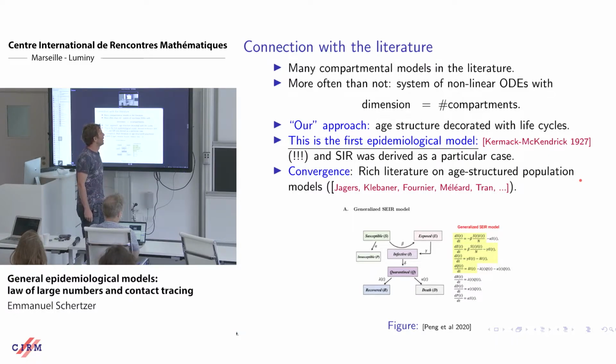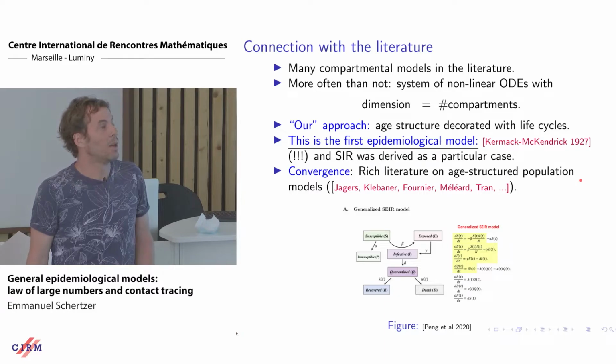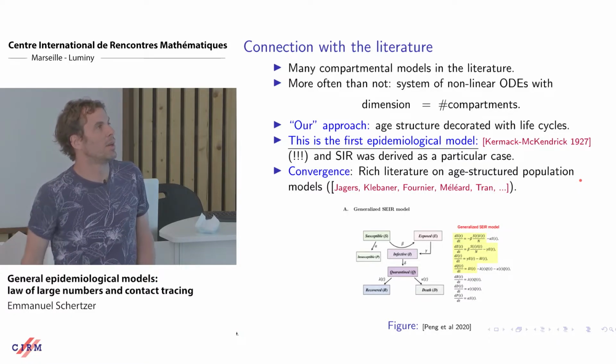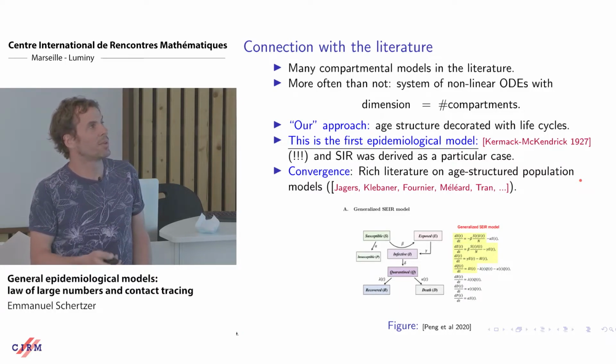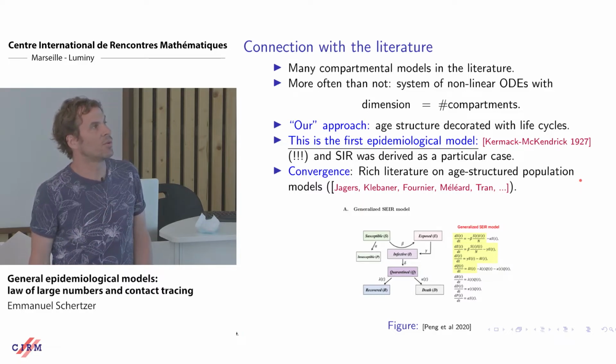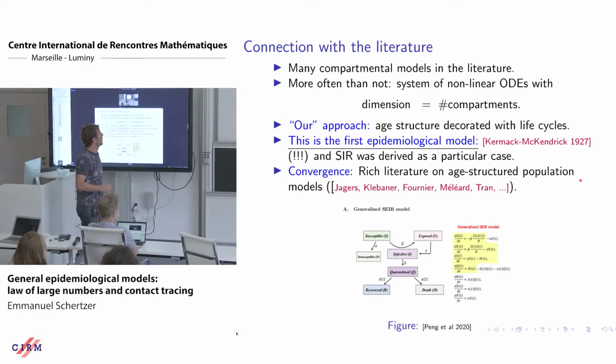Also, let me mention that there is a very rich literature on the convergence of age-structured populations. Etienne recently published a couple of papers which are related to the type of model I just introduced, but there is some earlier work by Jäger, Sklebaner, Fournier, Méléard, Tran. A lot of people have worked on this type of model in the past.